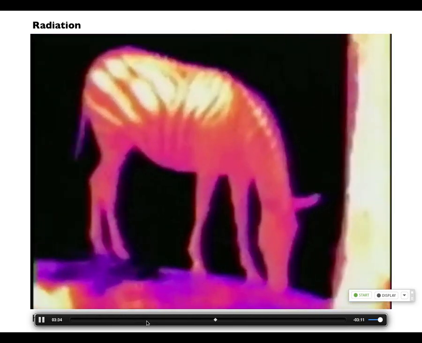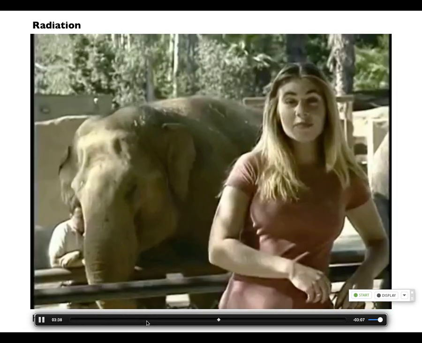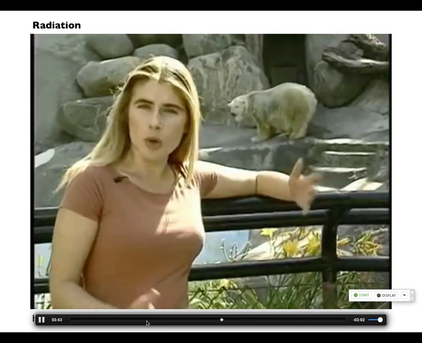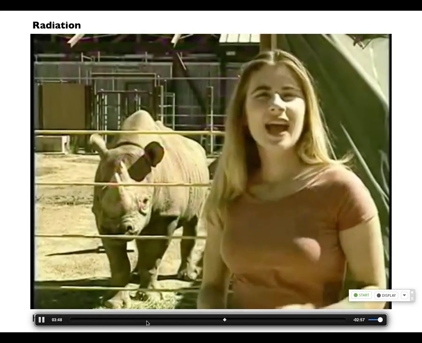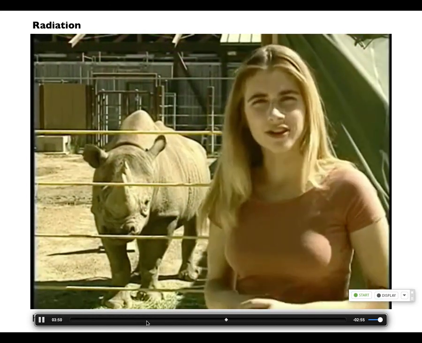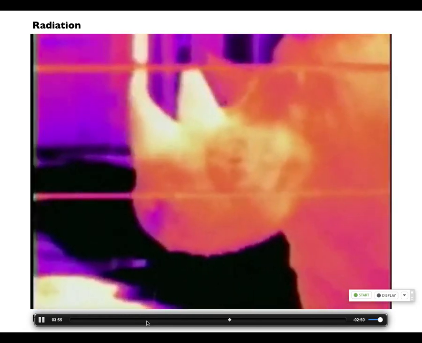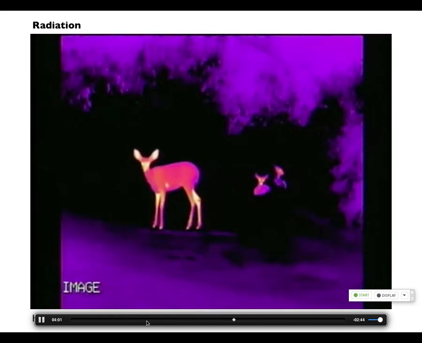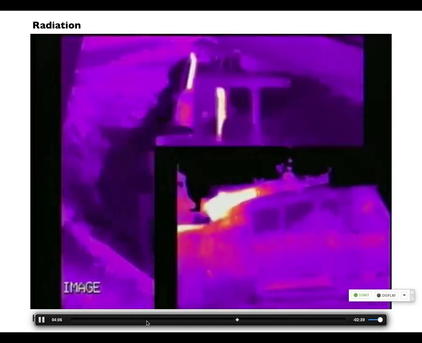If you look carefully, you'll notice you can still see the zebra stripes even in the infrared. How about elephants? What about a polar bear? How about a rhinoceros? Check out the horns. All right, a cat. Notice the infrared footprints. Deer in the dark. A helicopter. Notice the plume of heat from the engine.